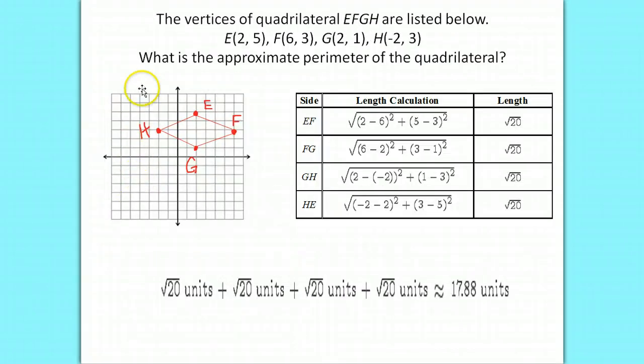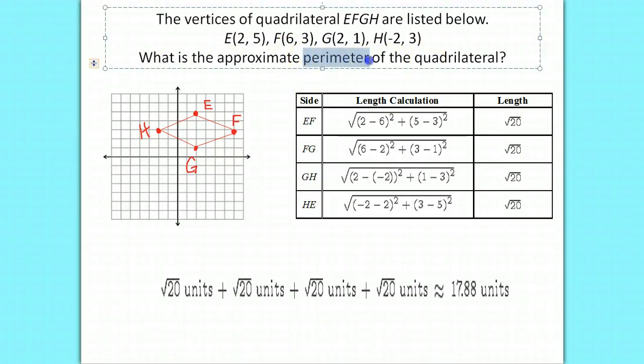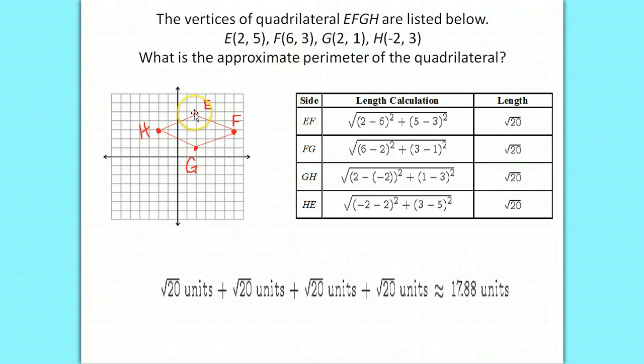All right. The next one says, the vertices of quadrilateral EFGH are listed below, and I've plotted them here as best as I could. The lines don't look too great, but you get the idea. It asks, what is the approximate perimeter of the quadrilateral? So we're looking for perimeter. Perimeter, if you need a review, is just the distance around the shape. So we just want to take the 4 sides and add them together.